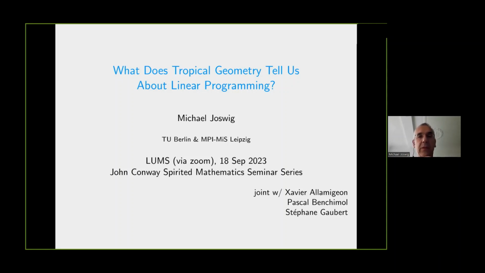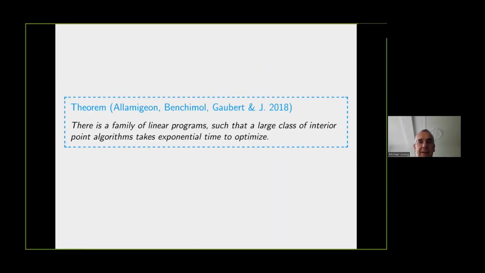All right. So I want to talk about one specific result that I obtained jointly with Xavier Allamigeon, Pascal Benchimol, and Stéphane Gaubert a while ago. And let me start with this result right away. And then, of course, the talk will be about explaining the various parts and giving more details and explaining a little bit of why. So the result says the following. There's a family of linear programs such that a large class of interior point algorithms takes exponential time to optimize.